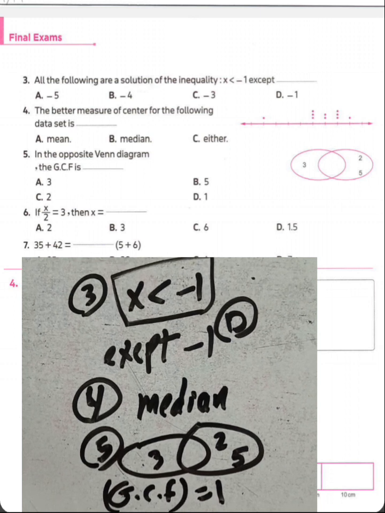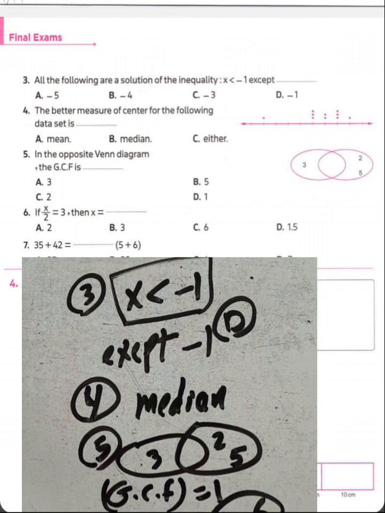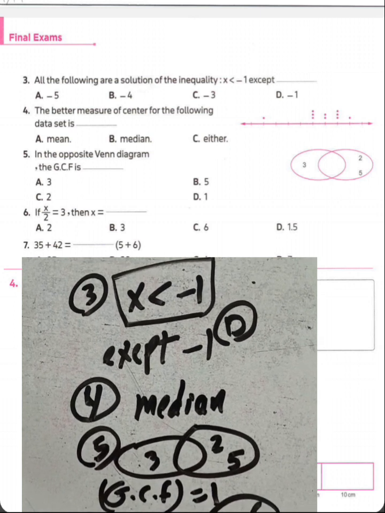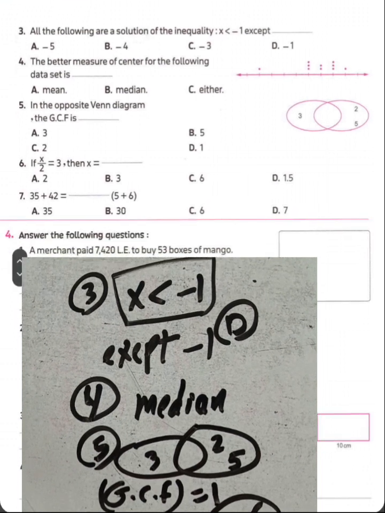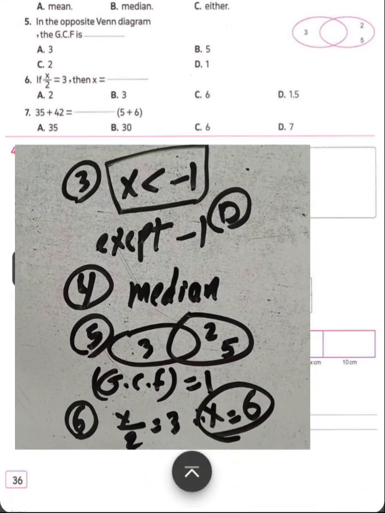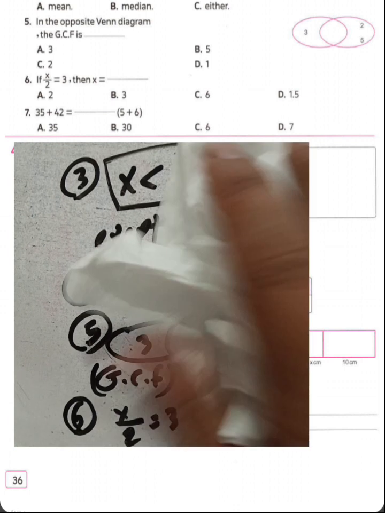Question number 6. If x over 2 equals 3, then x equals space. We can find the value of x here by using the rule: the product of extremes equals the product of means. Then x equals 2 times 3 equals 6. Then the value of x here equals 6.